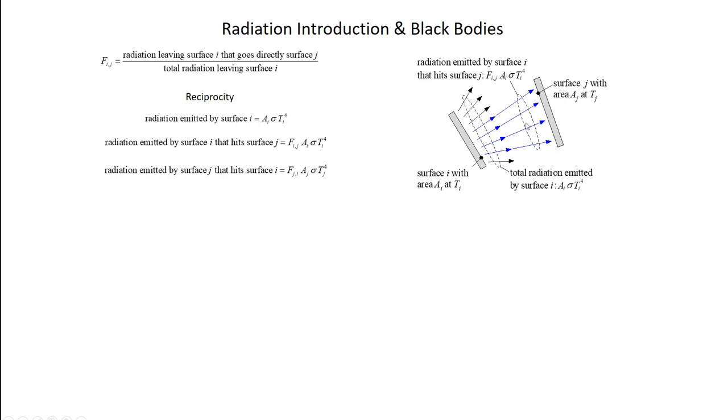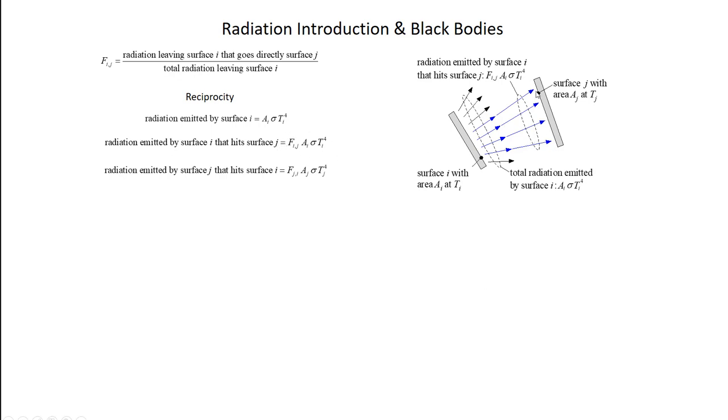How much of that actually hits surface J? That's where the view factor comes in. The amount of this radiation that hits surface J is that amount multiplied by F_IJ, the fraction of the radiation emitted by I that hits J. So this is F_IJ times A_I times sigma T_I to the fourth. How much of this is absorbed by surface J? All of it, if surface J is a black body, because black bodies absorb everything. So the radiation emitted by surface I that hits surface J and is absorbed is this quantity here.